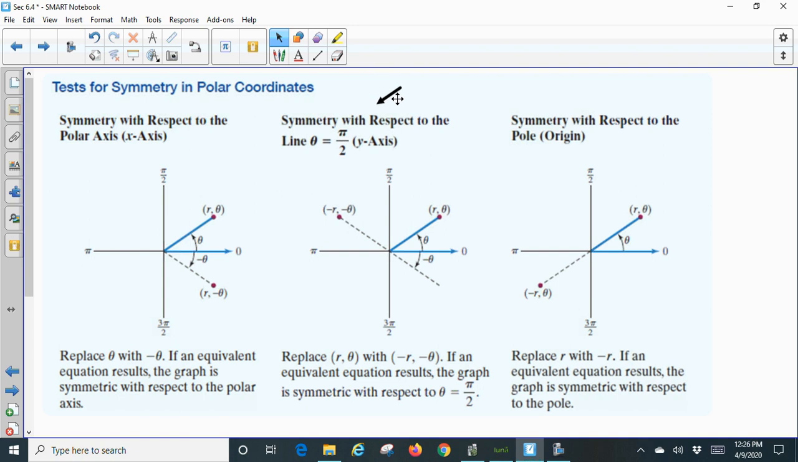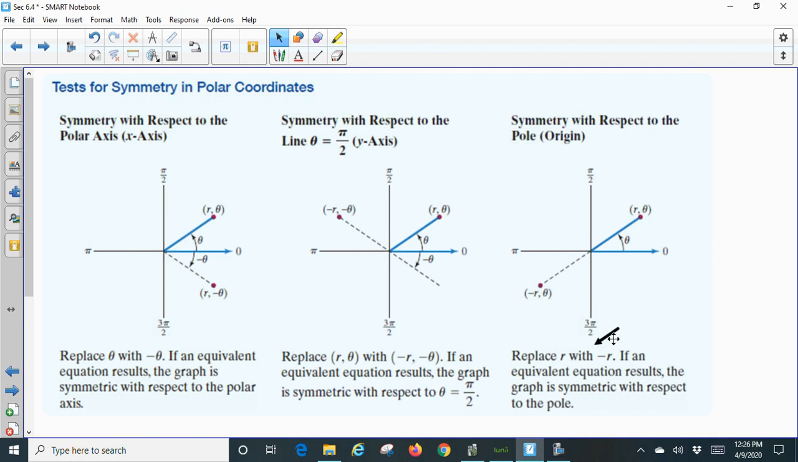Symmetry with respect to the line theta equals pi halves, right up the middle. That would be over the y-axis. We would have symmetry over the y-axis. For every (r, theta), we would get a (negative r, negative theta). But remember, when you get negative r, you're actually going to go the other direction. So you would actually get (r, negative theta) as the actual point.